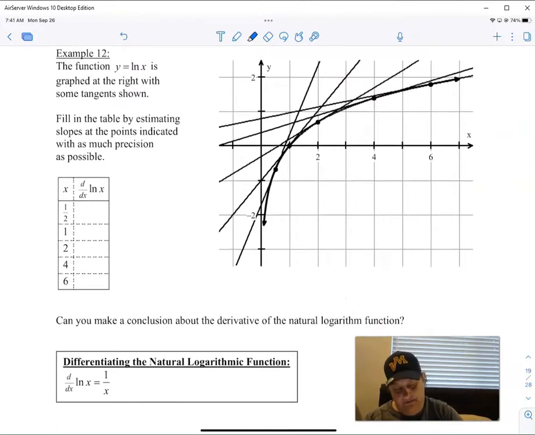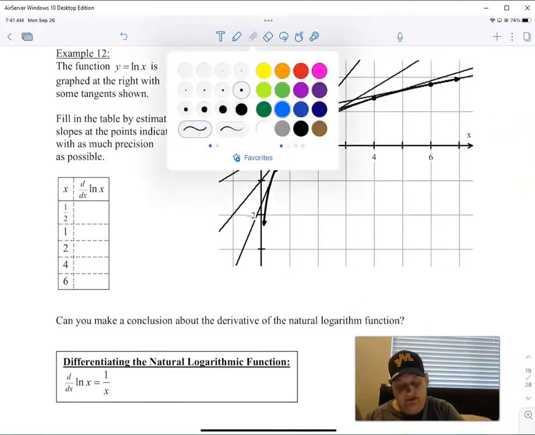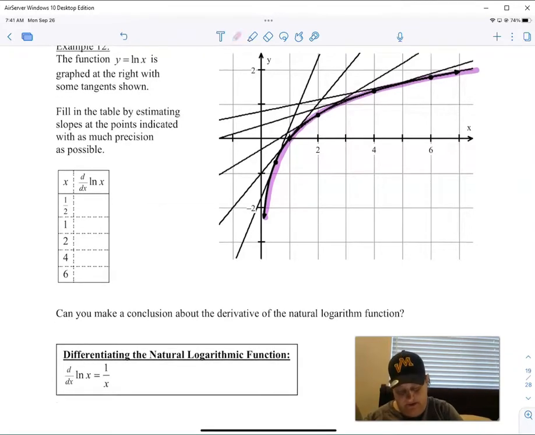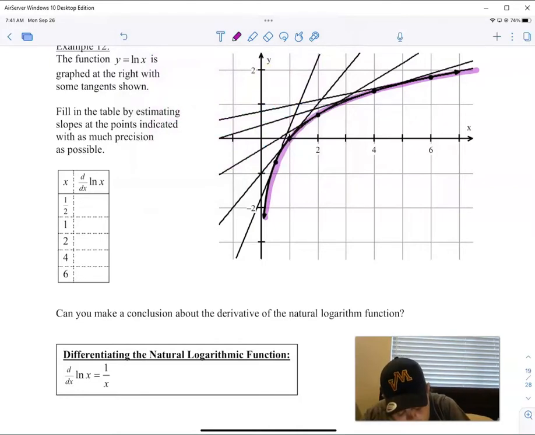Okay, here's our last one here. The function ln of x is graphed at the right with some tangents shown. Alright, there we go. That's ln of x. Fill in the table by estimating some points. Okay, here we are. At 1/2, what is that tangent line doing? Let's see, that's probably a slope of 2. Okay, at 1, so it's going up 1 over 1. That's a slope of 1.